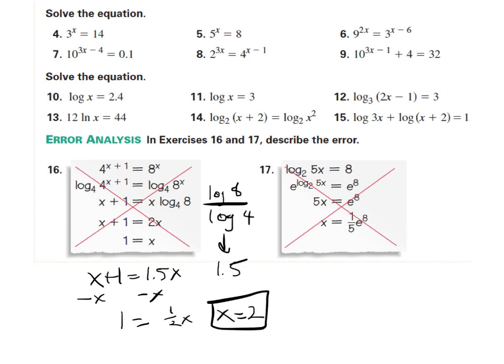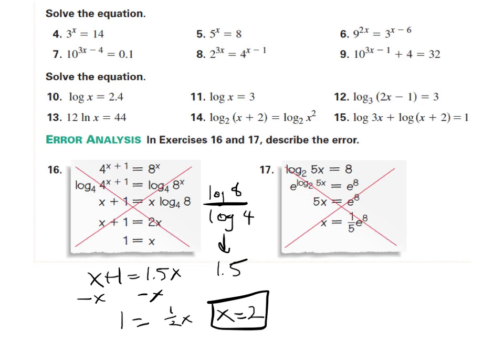In this other problem, where we are describing the error, the problem is that they exponentiated both sides to the wrong base. They chose the natural base, but our base in our logarithm was 2. They should have used base 2. That's the only way the inverse property works. So you can't get at a value like this by exponentiating to a base that doesn't match the base of your logarithm.